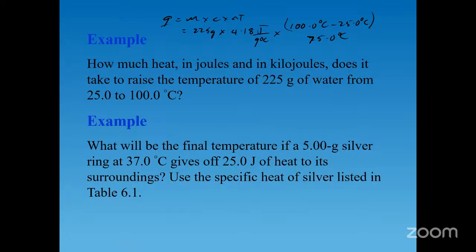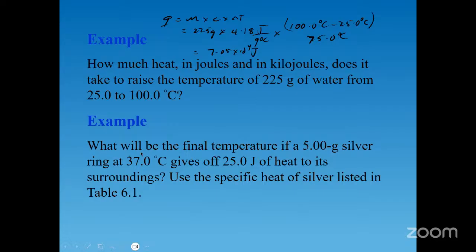So 75 times 4.18 times 225, and round this off to 3 sig figs. According to my calculation, this works out to equal 7.05 times 10 to the 4 joules. All right. So that's basically how that is done. Pretty straightforward application of the equation.